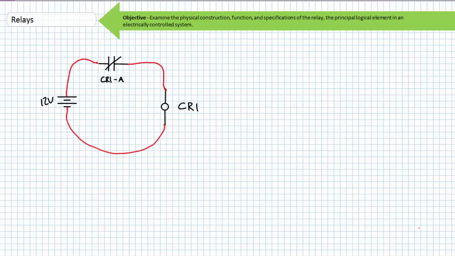Consider a relay with a coil designed to operate at 12 volts DC. What would happen if we took a 12-volt DC source and placed the normally closed portion of the CR1A contact in series with the CR1 coil? Would the coil energize? What would happen if the coil energized? What would the associated contacts do? What would happen to the associated contacts if the coil de-energized? Can you predict what would happen? 5, 4, 3, 2, 1.